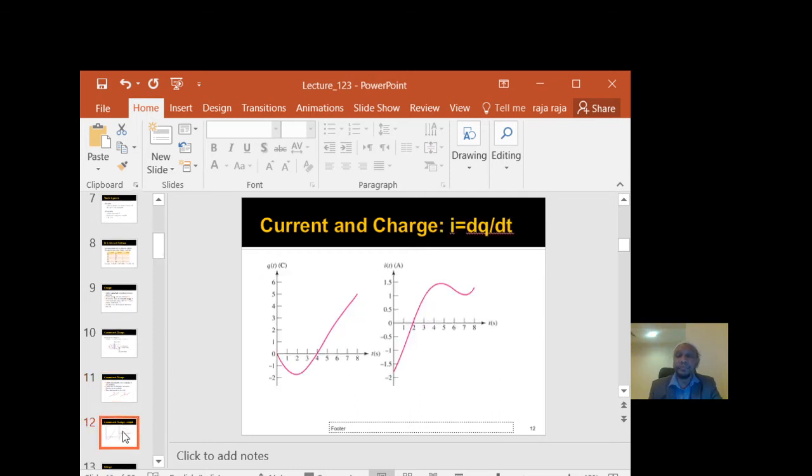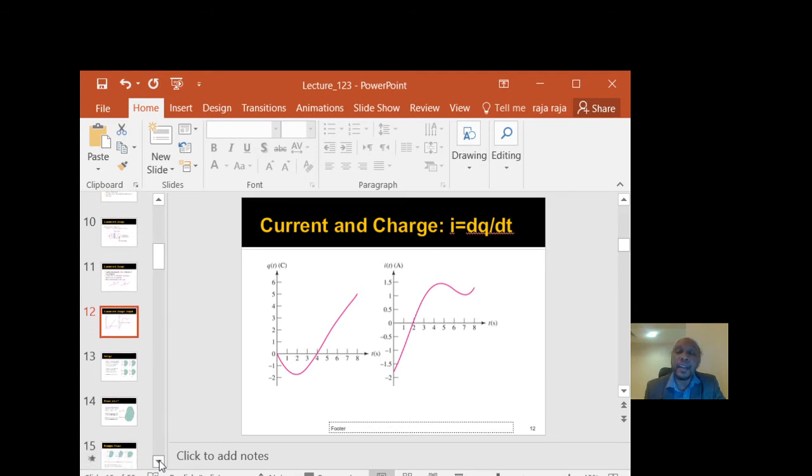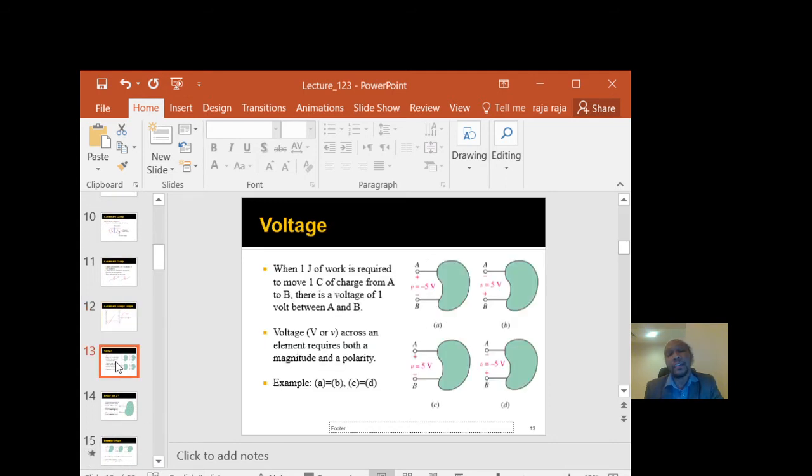The next slide: current and charge. Current is the rate of change of charge with respect to time, which is the mathematical expression dq/dt. In these two figures, the first one is the charge, and the second one is the current after differentiating the charge. This is just an example of how we mathematically get the current from the charge depending on time. The next basic term in electrical engineering is voltage.